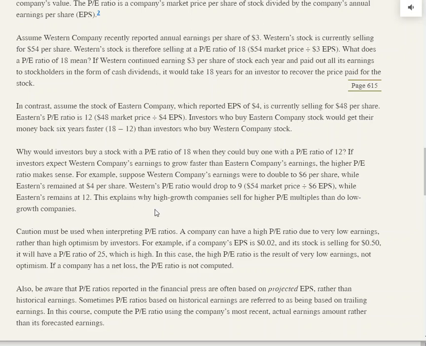I still feel like this is kind of fuzzy. Do you know yet what's better, a higher PE ratio or a lower PE ratio? I don't feel like we've really gotten a grasp on that. Hold on.